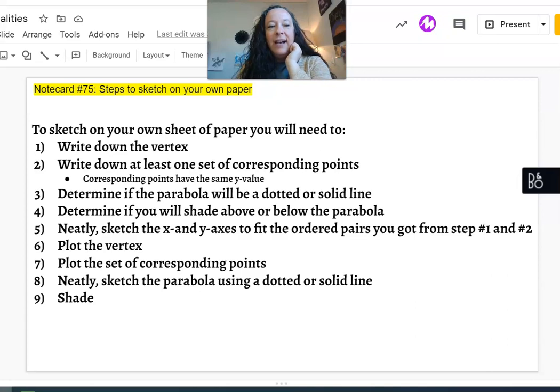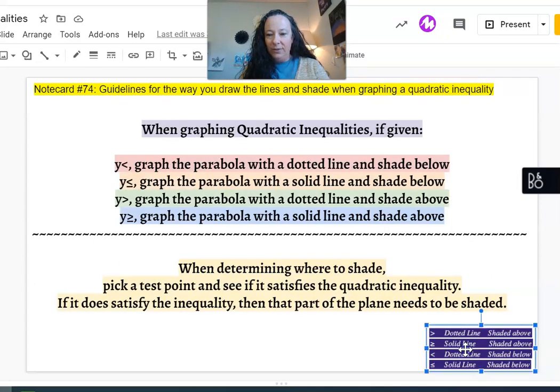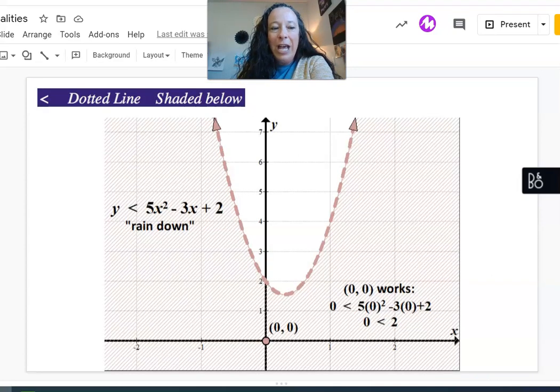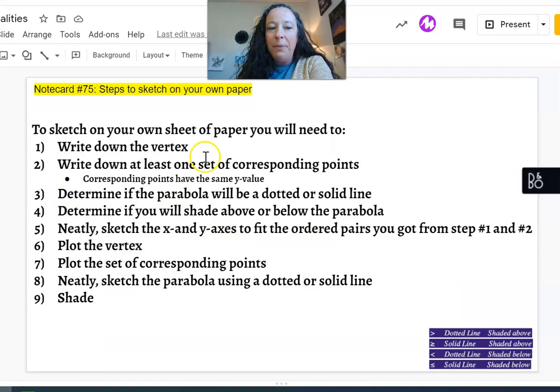All right, welcome back. I'm going to go in and add this little box to this step slide just because I want to have it there. So before you go and start sketching these things, they're going to look like that. Before you do that, all of this needs to happen. You need to know the vertex. You need to write down at least one set of corresponding points. Corresponding points have the same y value, so it's going to be these points that mirror each other on each side of the axis of symmetry, okay? You need that so you can determine how wide the parabola is.